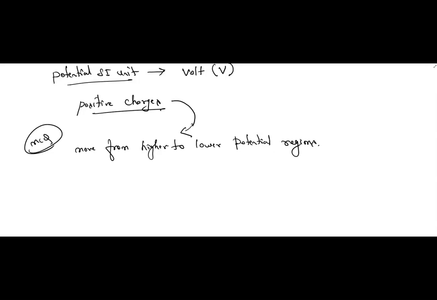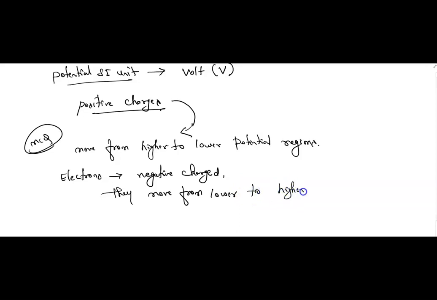Okay, and here electrons being negatively charged, they are negative charge, right? Electrons move from lower to higher potential region.